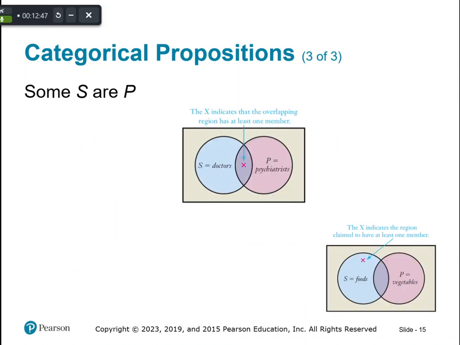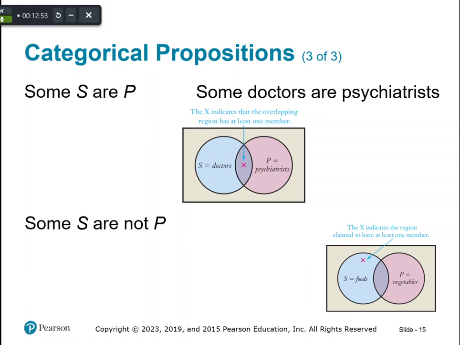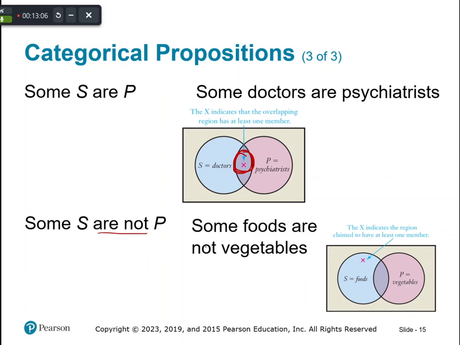What about some? Some S are P. Some doctors are psychiatrists. Some S are not P. Some foods are not vegetables. All right, so some are, that's always going to be our overlap. Some are not, it's either going to be in one region or the other, but not in the overlap. Wow. Words, I'm telling you. I have to know subject and predicate and speak right.